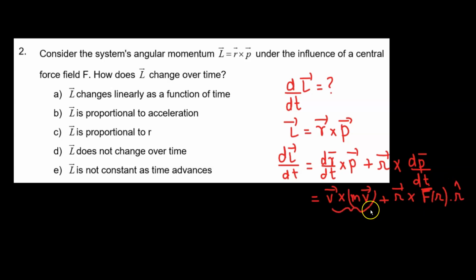Now clearly we have v vector cross v vector, which is 0 because they are in the same direction, plus we have r vector crossed with r cap, which is also in the same direction, so that's also 0. This gives us that dL vector over dt is equal to 0. So there is no rate of change of angular momentum. Our first option, L vector linearly changes, is not true. Option D is correct: the L vector does not change over time. Let's move on to the next problem.